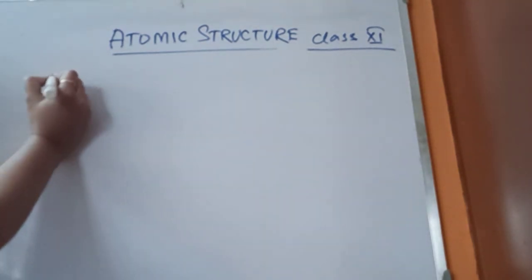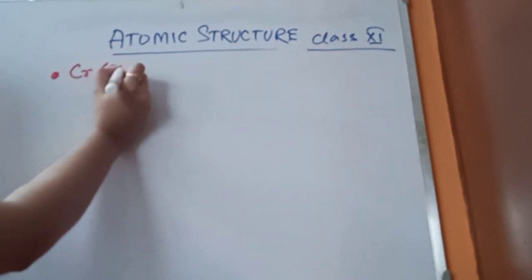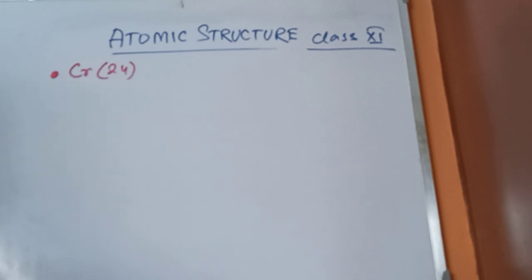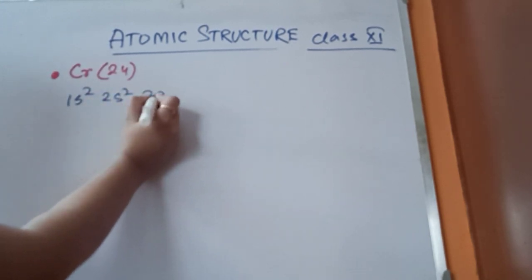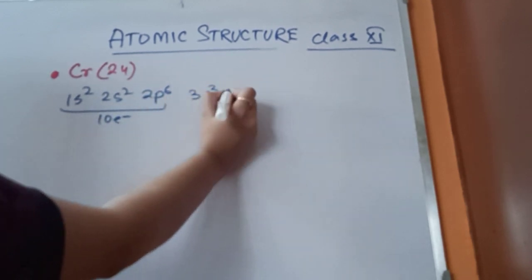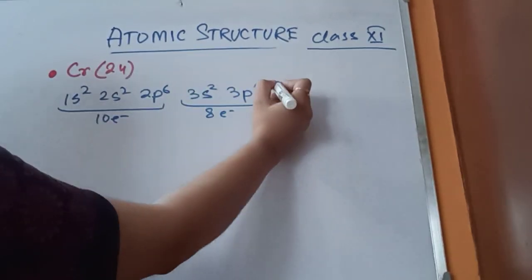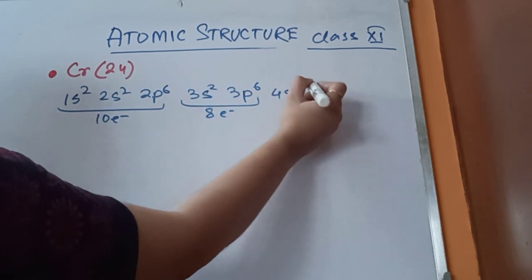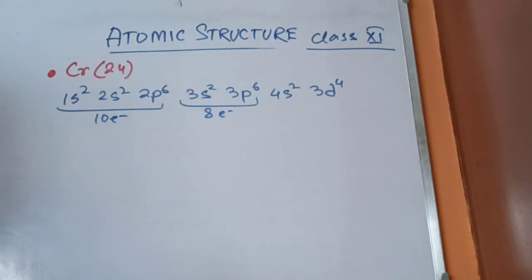Let's do the electronic configuration of chromium. Chromium has an atomic number 24. So whatever knowledge you have till now, what will you do? 1s2, 2s2, 2p6, this gives you a count of 10 electrons. 3s2, 3p6, that gives you a count of 8 more electrons. Then what you will do? 4s2 and 3d4. This is what you usually will do because you have learnt like this.